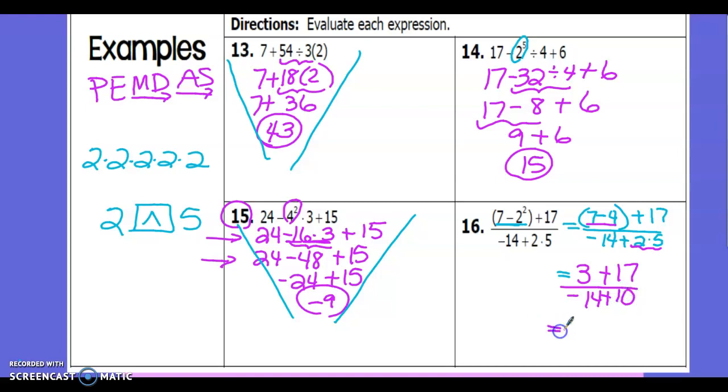So now we add the numbers in the numerator, 3 plus 17 is 20. In the denominator, negative 14 plus 10 will give me a negative 4. The last thing I do is I reduce or simplify that fraction and put it in simplest form, and the answer is negative 5. So that is how you follow order of operations to simplify a numerical expression.